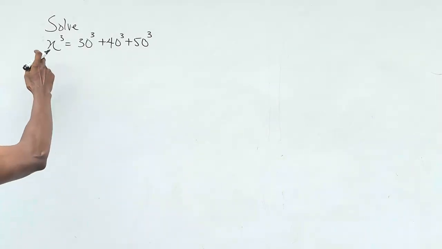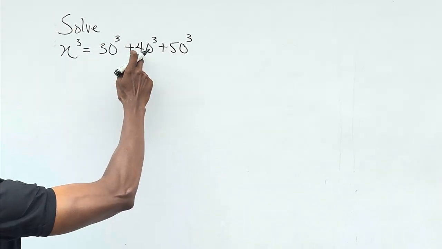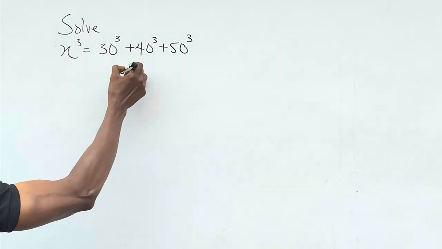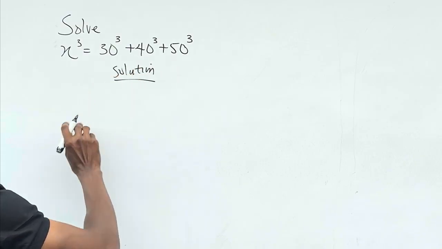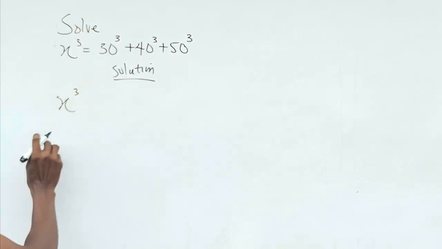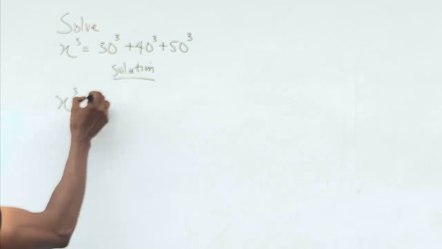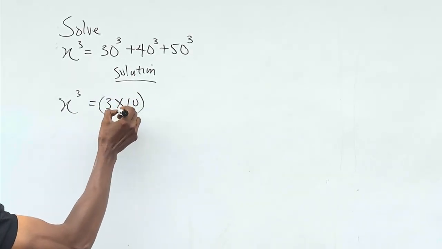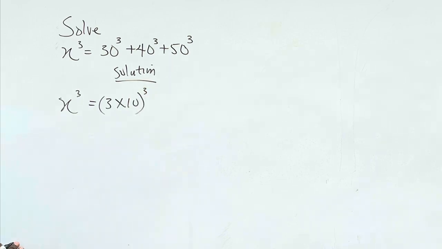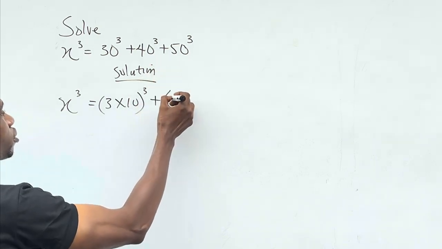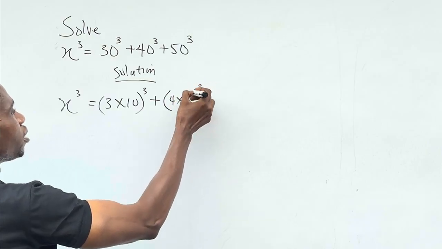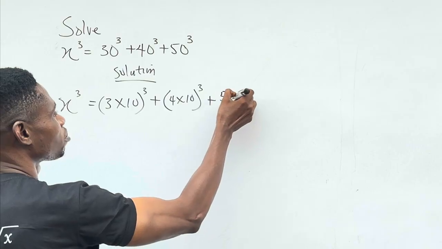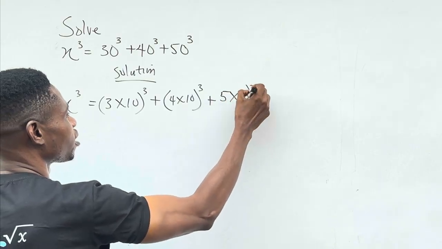Okay, so we have x cubed equals 30 cubed plus 40 cubed plus 50 cubed. x cubed is equal to 3 times 10 cubed, plus 40 is 4 multiplied by 10 cubed, and 50 is 5 multiplied by 10 cubed.